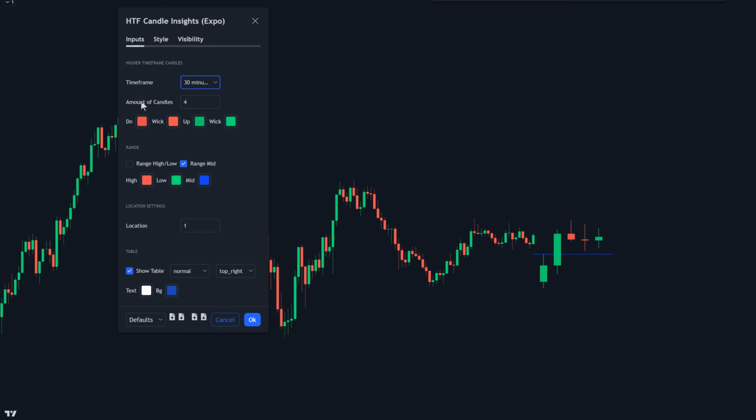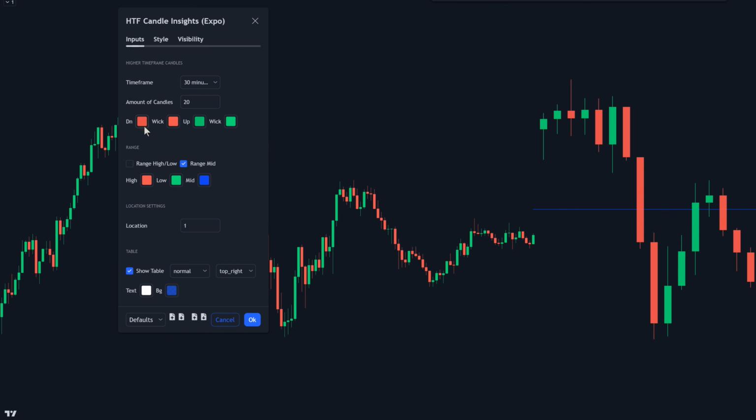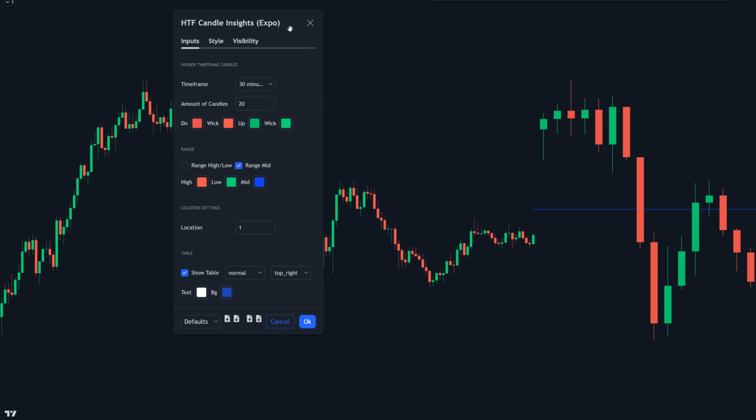Then here we have the amount of candles. This refers to the number of higher time frame candles that are going to be displayed on the chart. For me, I think a decent number would be 20. Then here we have the ability to change the colors of the higher time frame candles. For me, I think the red and green combination is pretty perfect.